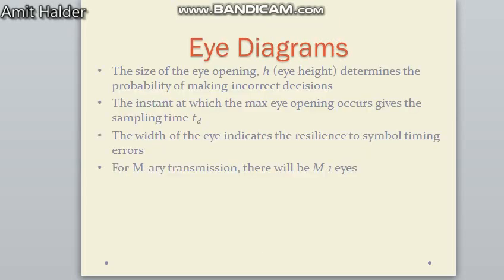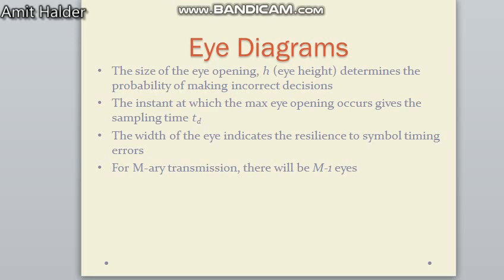Now, the size of the eye diagram, the eye height, determines the probability of making incorrect decisions. That means we have to find out the incorrect decisions. The previous one is the RC diagram, the RC responses. The instant at which the maximum eye opening occurs gives the sampling time. The width of the eye indicates the resilience to symbol timing errors. That means if the width is greater, the resilience to symbol timing errors is greater, so you will get less error.